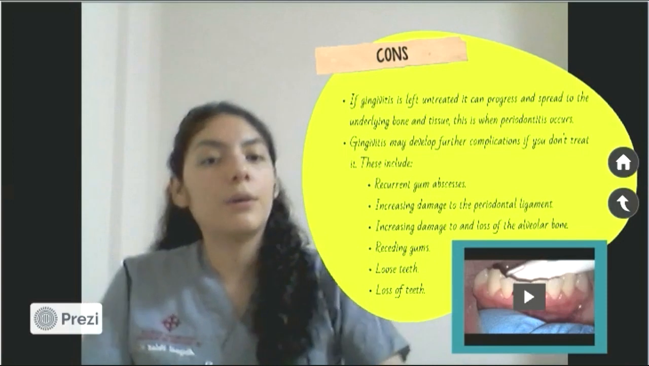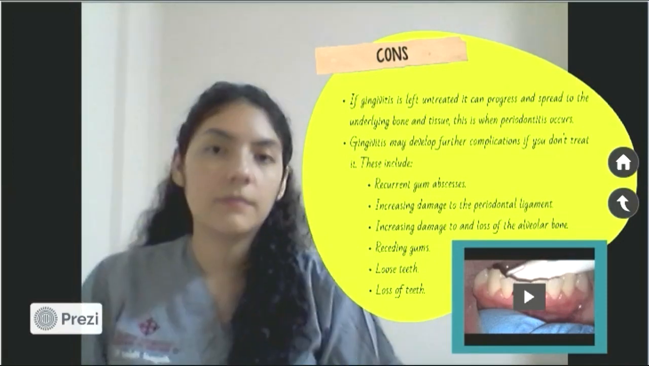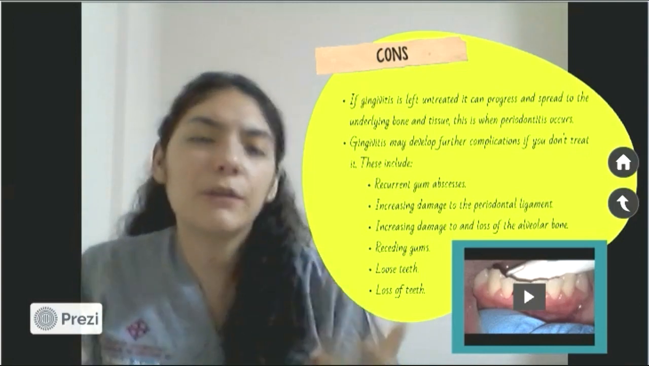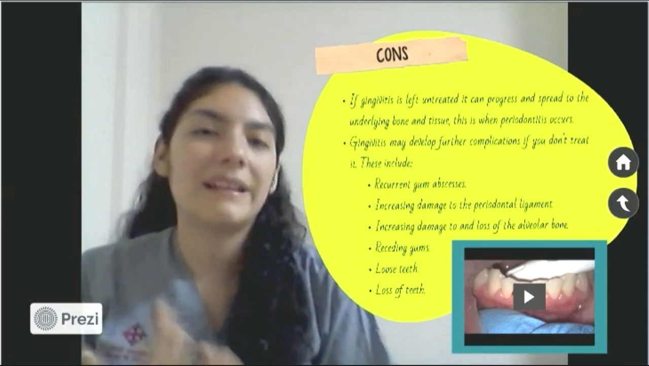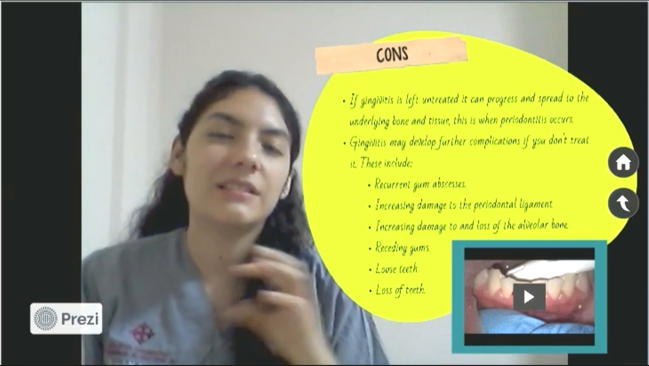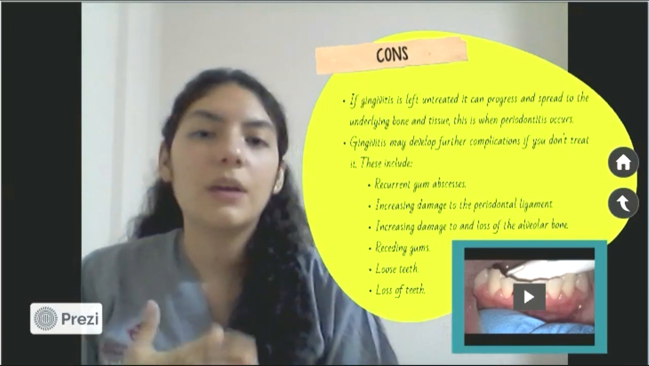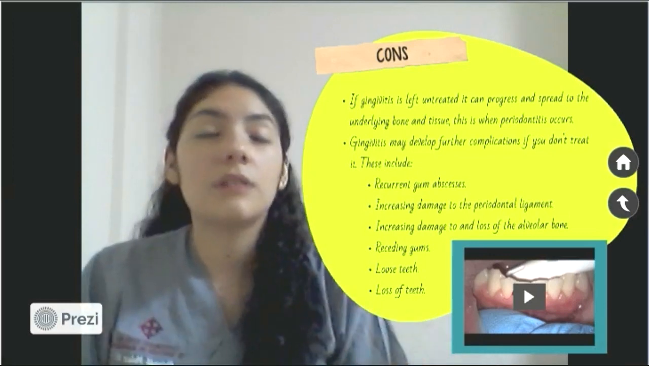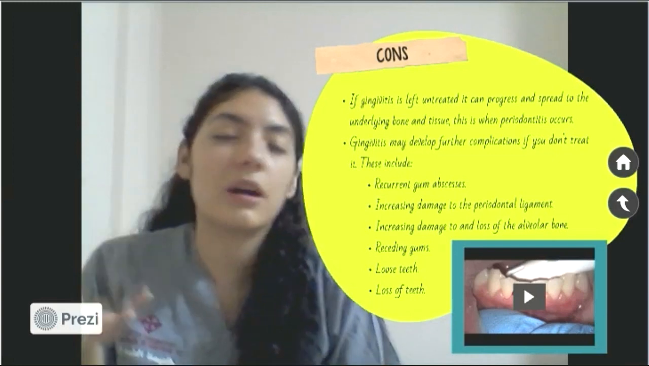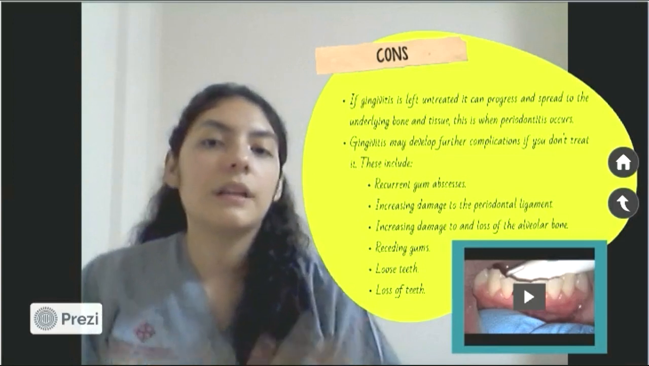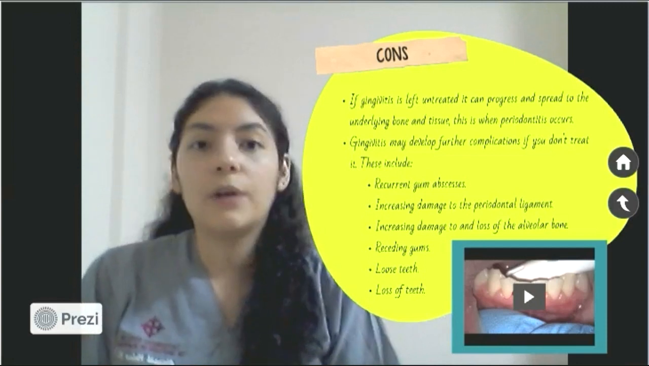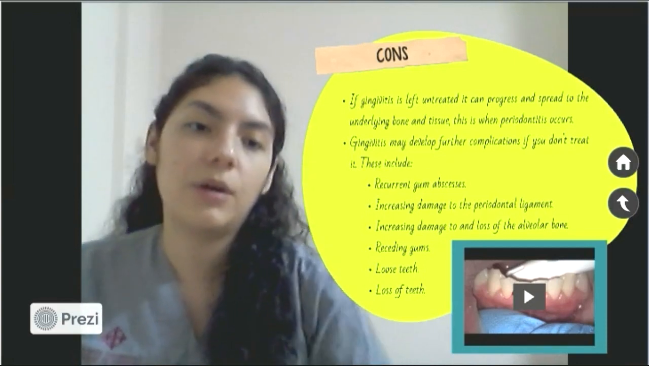Gingivitis may develop further complications if you don't treat it. These include recurring gum abscess, a painful collection of pus; increased damage to the periodontal ligament, the tissue that attaches the tooth to the socket; increased damage to and loss of the alveolar bone, the bone in the jaw that contains the socket of the teeth; receding gums; loose teeth; or loss of teeth. Now we are going to watch a video about it.